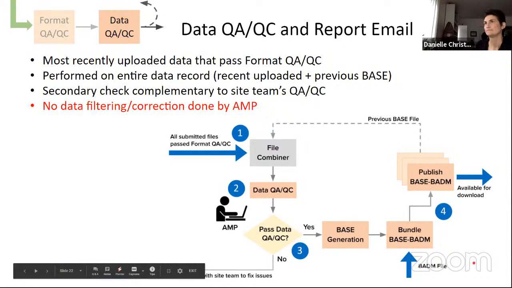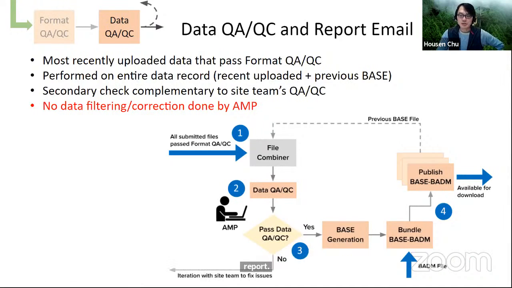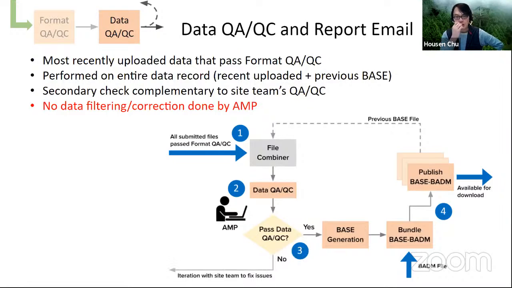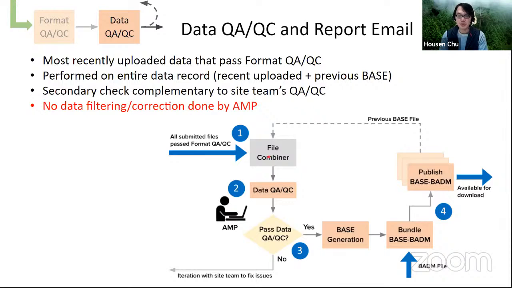So the data QA/QC starts after the file passes format QA/QC. I want to mention that this typically happens when all the recently submitted files pass format QA/QC. So we don't queue a single file, we queue all of them together. And if you have any previously published BASE file, we'll first combine the new file with your previous one, so overwrite or maybe just combine them in time. And then kick off the data QA/QC process.